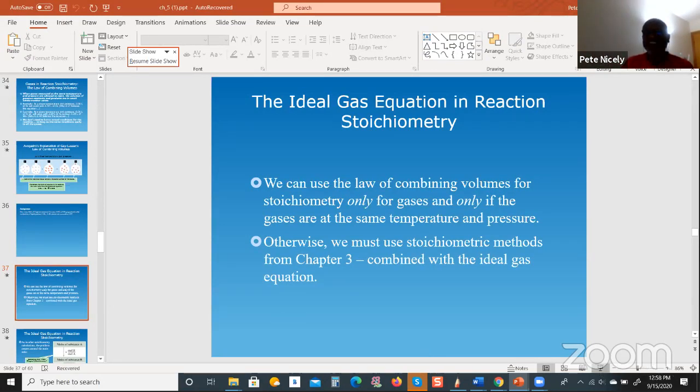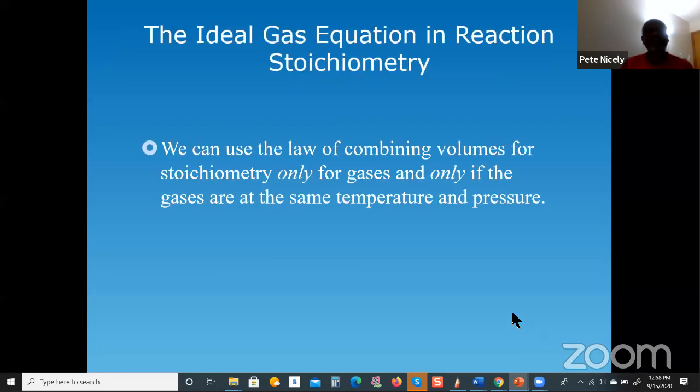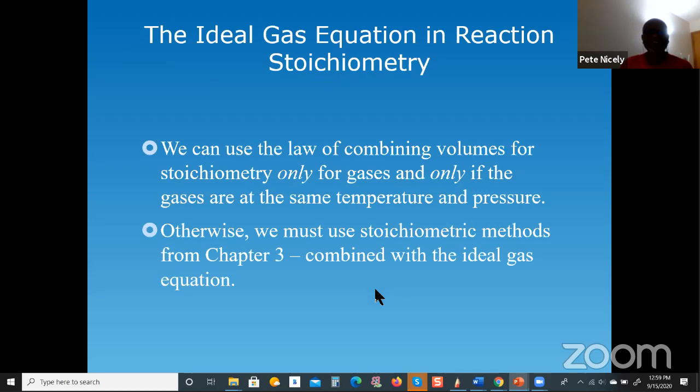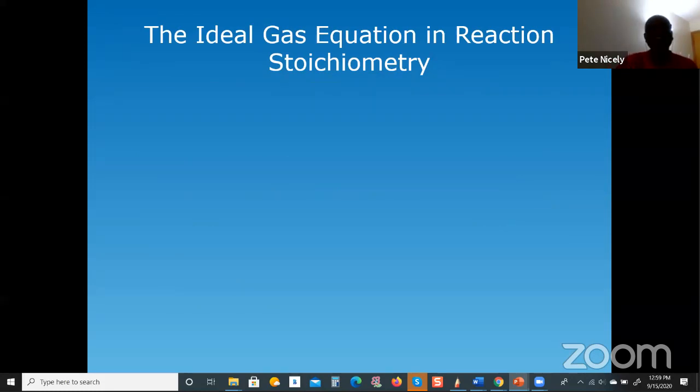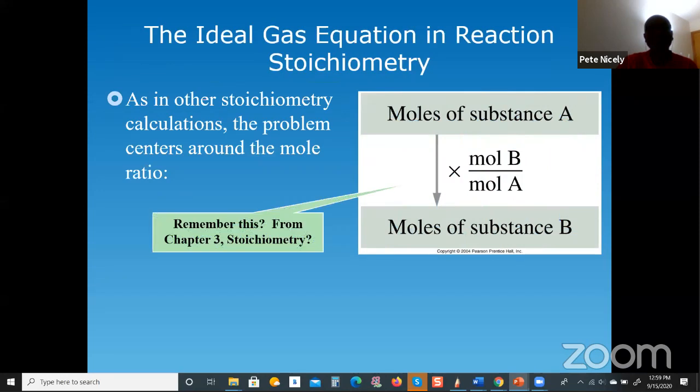So as stated here, we only use the law of combining volumes if and only if the temperature and pressure of the gases are the same. Otherwise, we have to go back to what we learned earlier when it comes to stoichiometry to deal with other situations where the temperature and pressure are not the same. And we have to combine what we learned with the ideal gas equation. So basically, we can summarize most, or I would say, in fact, all stoichiometry problems by this approach here.